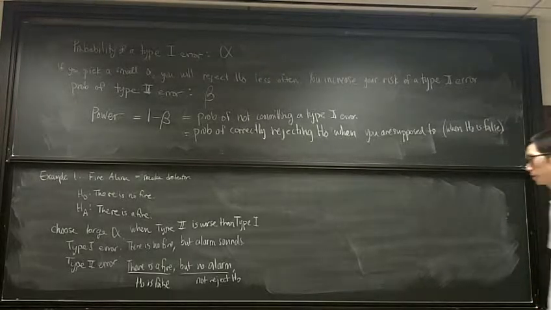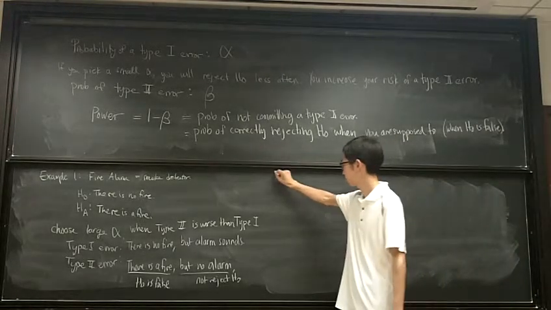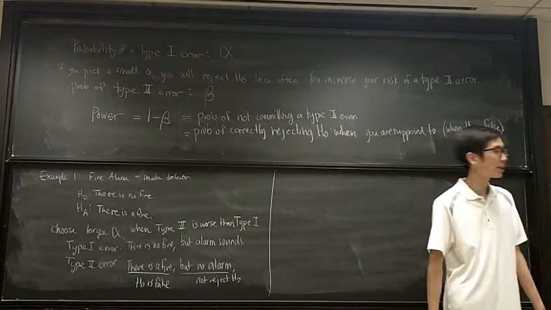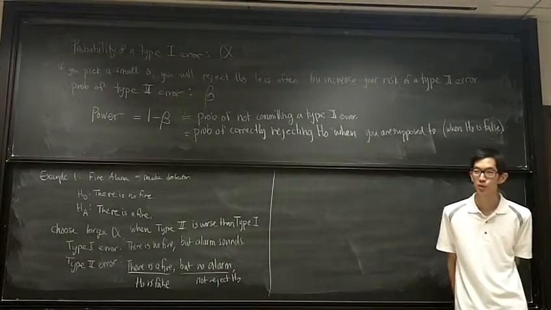Type 2 is worse than type 1. That's why you should choose a large alpha. Okay. Can you think of any situation where the type 1 error is worse than the type 2?